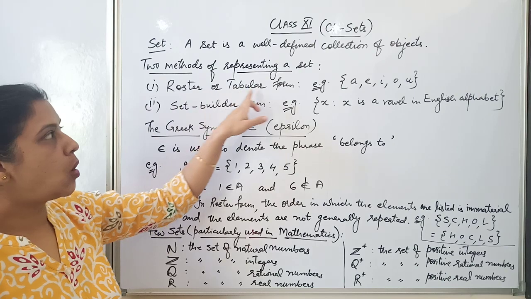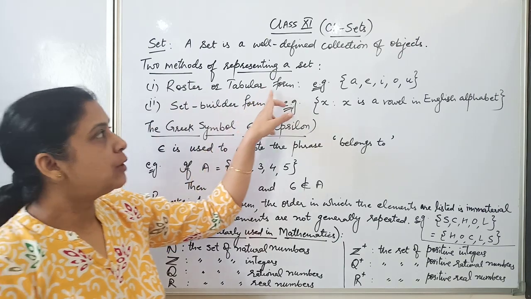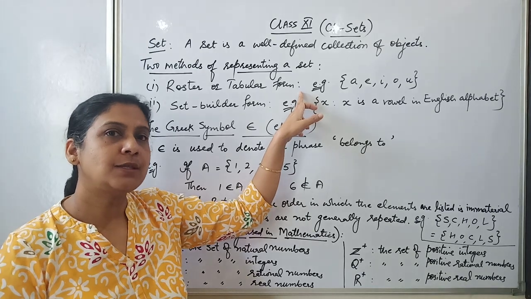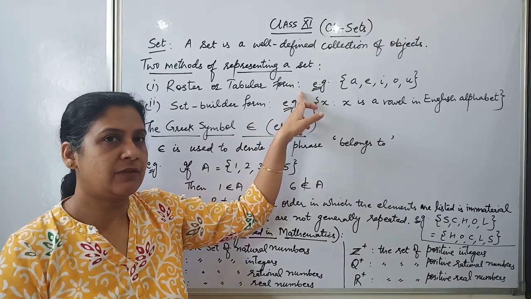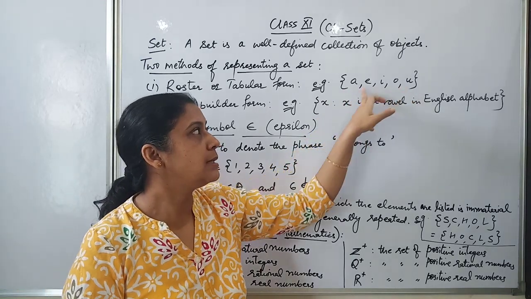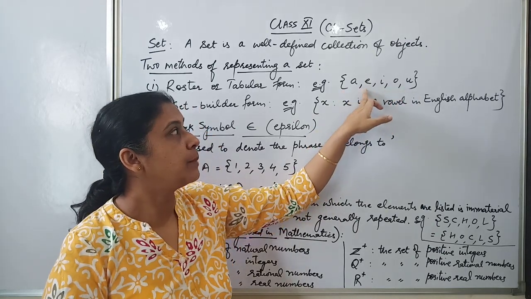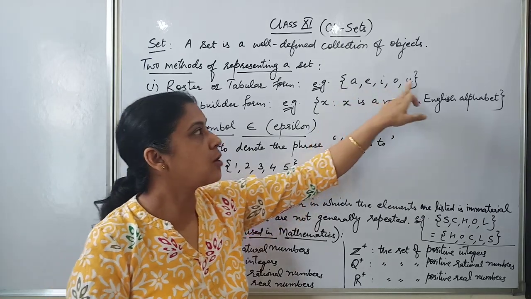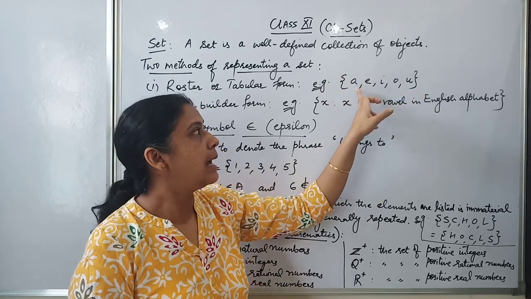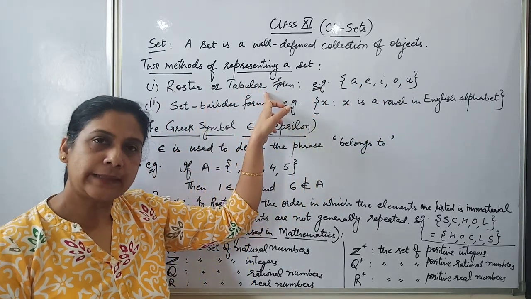First is roster form or tabular form. You can call it roster or tabular, it is the same one. Tabular form means in which all the elements are listed out one by one. For example, I ask you to make a set of all the vowels in the English alphabet. Obviously, everybody will write down A, E, I, O, U. These are the 5 vowels available in the English alphabet, and these 5 will be written down by putting commas in between and braces, curly brackets, on their sides. Braces are the symbol for a set. And if I am listing out each element, it means I am using the roster form, or you can say the tabular form.